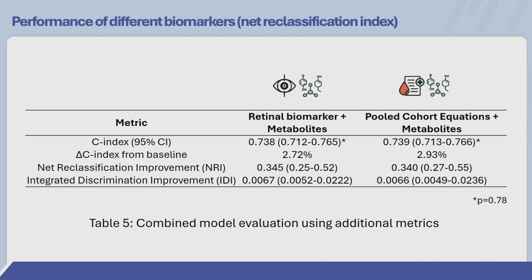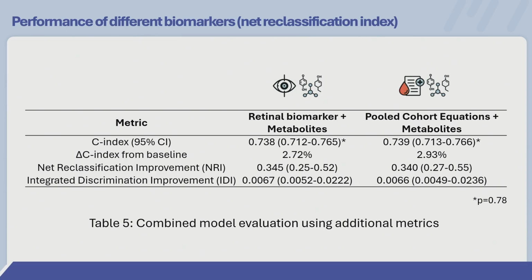Going on, when we look at the other indicators of how performance improvement can be measured, we also did the classification improvement. It was positive for both the retinal biomarker and metabolite model, as well as the pooled cohort equation and metabolite model. And there was an integrated discrimination improvement as well, even though it's a very small number. The interesting thing again here is when we look at statistical testing between the performance, there is actually no difference. You can see the difference is there in the third decimal place again.